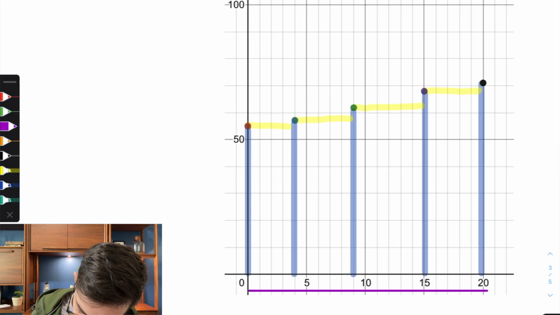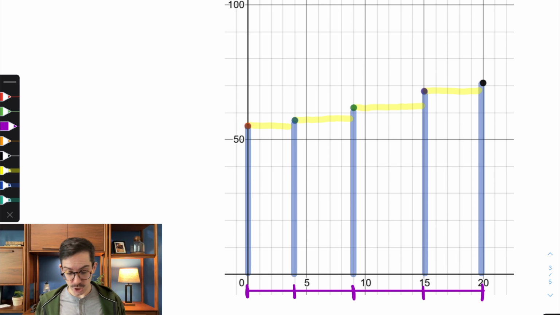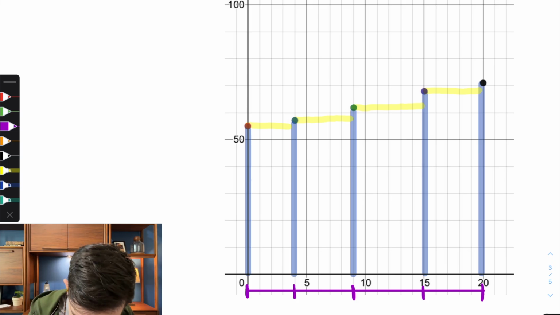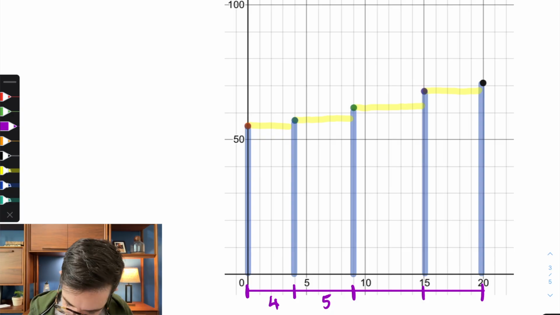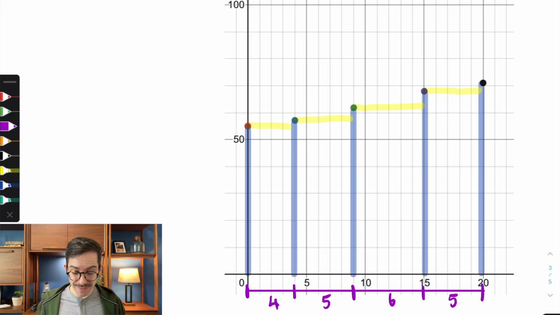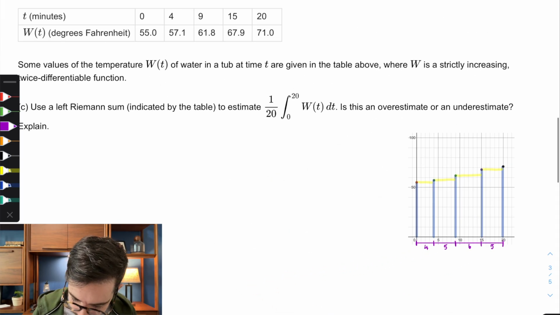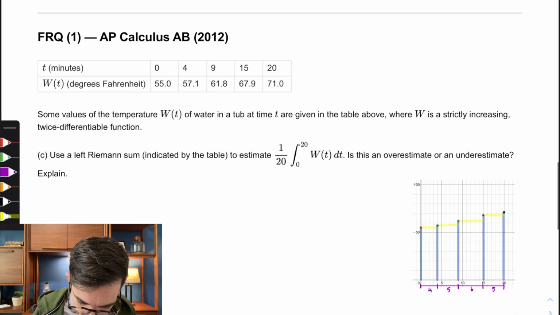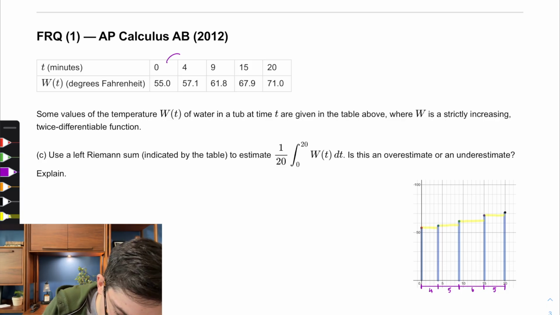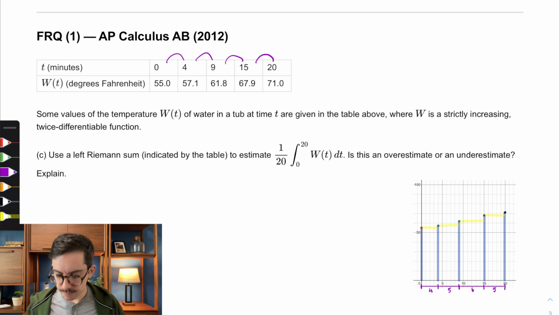It's fairly straightforward to figure out their bases just by counting along the horizontal axis. So I'll have length 4, length 5, length 6, and then length 5 again. I could also have looked at my table and just figured out the consecutive differences there.